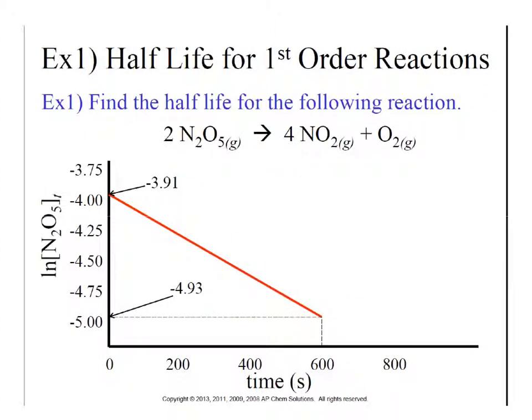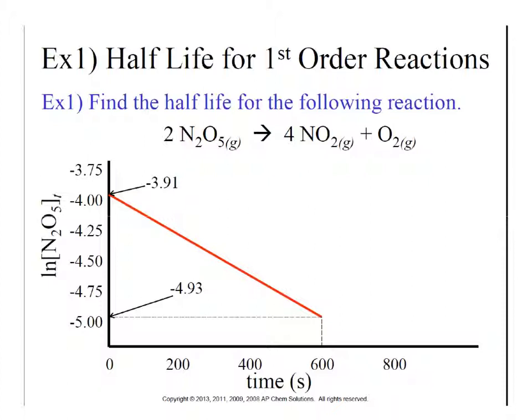So here's an example. We're given a graph of the natural log of the concentration of dinitrogen pentoxide over time, and we see that we get a straight line. So what type of reaction is this? Oh, it's first order, because it's a straight line with natural log versus time. We want to know what the half-life is for the following reaction. Since this is a first order reaction, we know that the half-life is a constant for a first order reaction, as well as K is a constant for a first order reaction, which means those two can be related to each other.